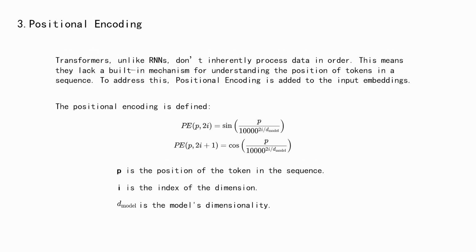pos is the position of the token in the sequence. i is the index of the dimension. d_model is the model's dimensionality. The sine and cosine functions ensure that the positional encoding is unique for each position, but also similar for nearby positions. Each transformer encoder layer consists of two main sublayers.